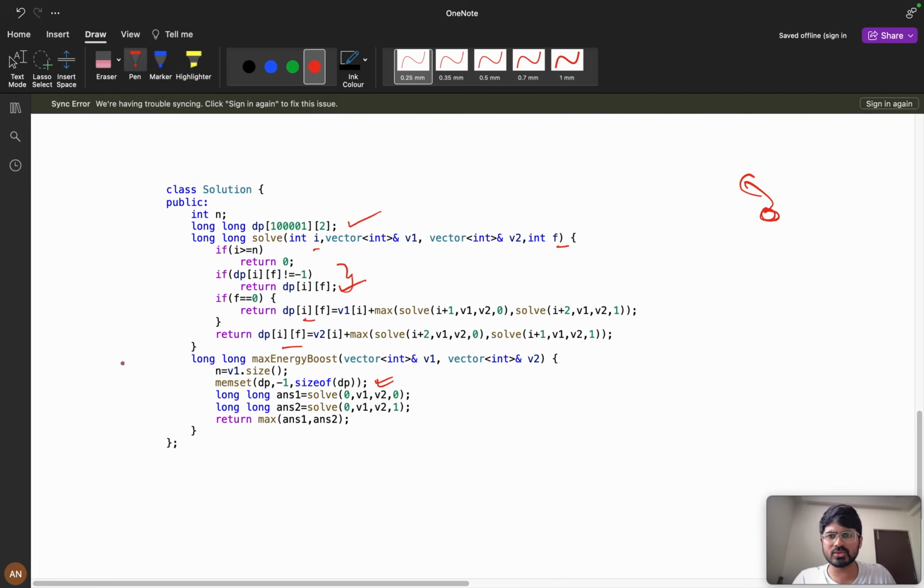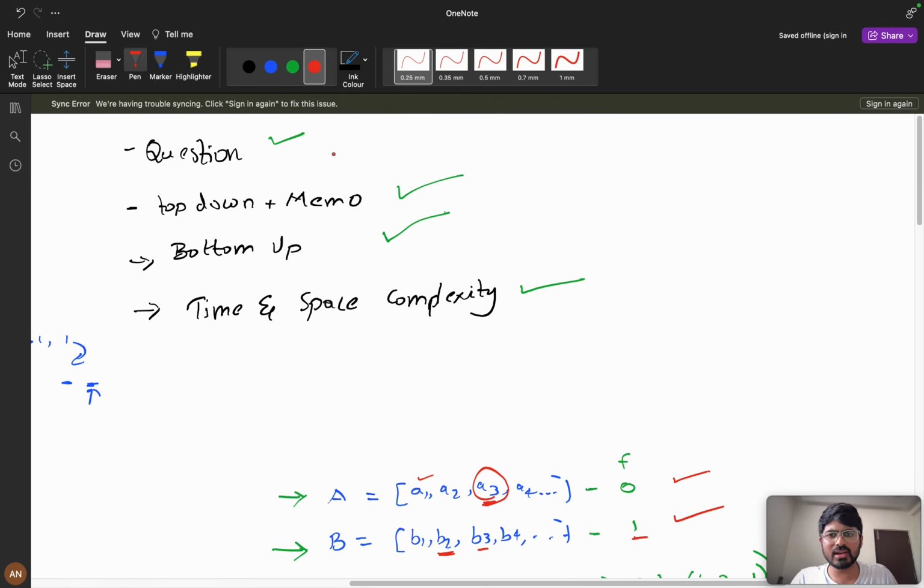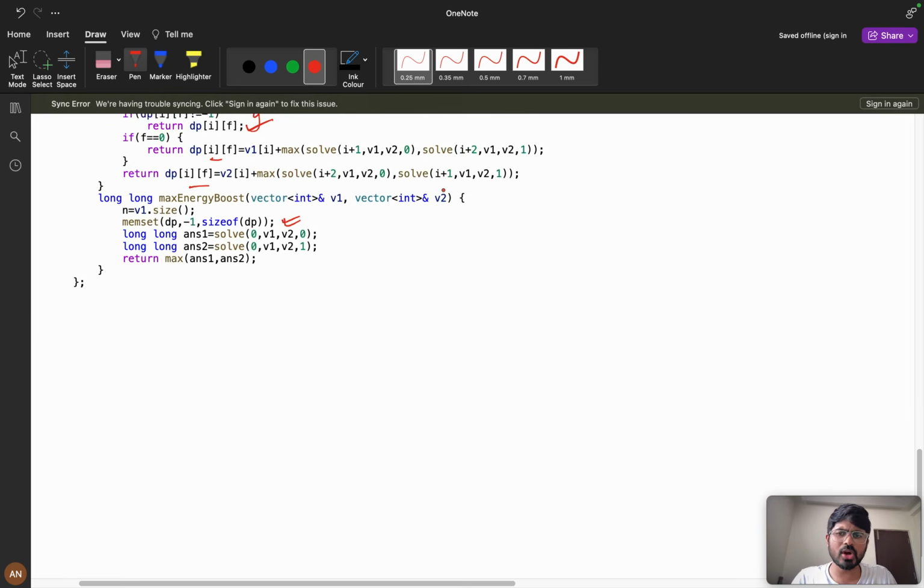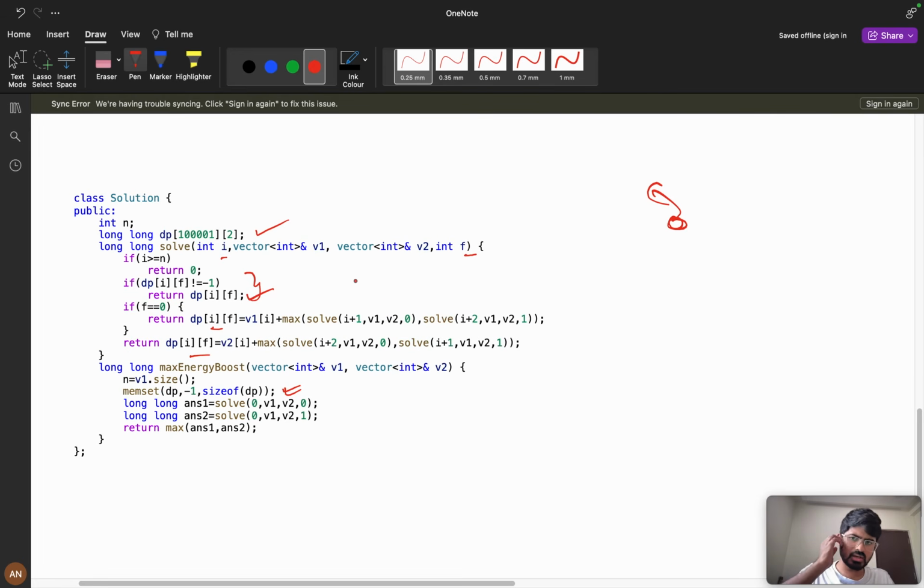Now okay, this approach I got. So we have understood the question, then we have done top down plus memo. Let's see the bottom up approach. So how can you optimize this? How can you make it bottom up? So now let's think.